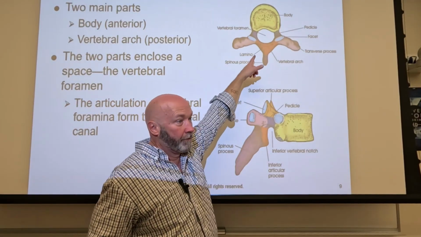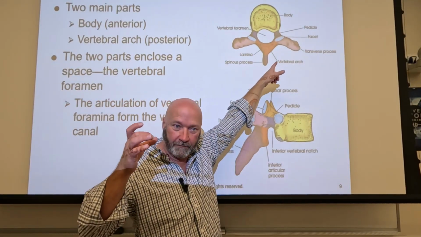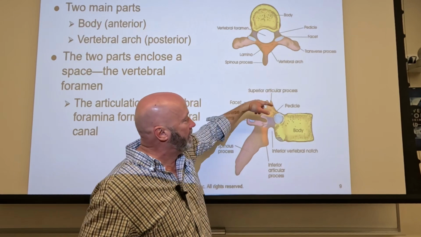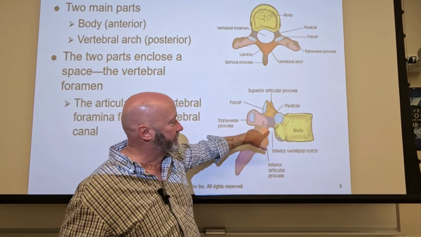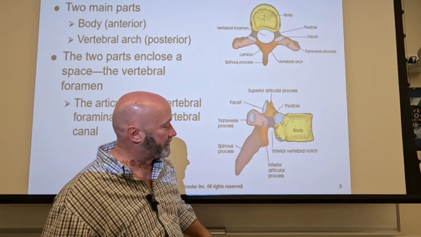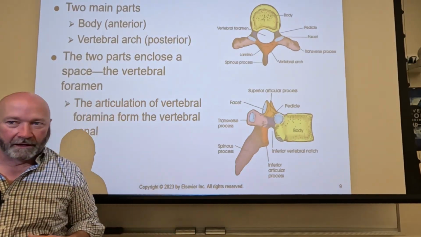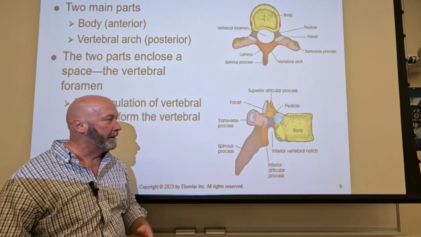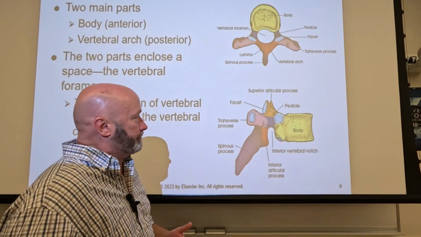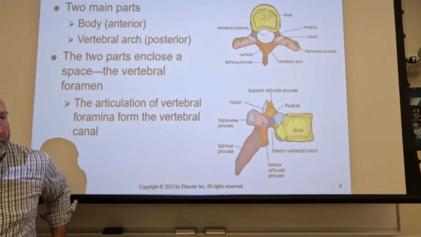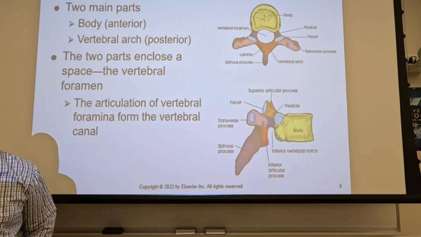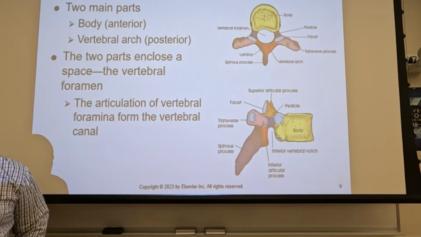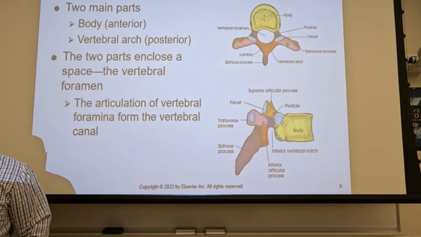So vertebral foramen, you've got where the spinal cord goes through, but you have to have some place for the nerves to come out, individual nerves, and that's what we're going to call the intervertebral foramina. Okay?